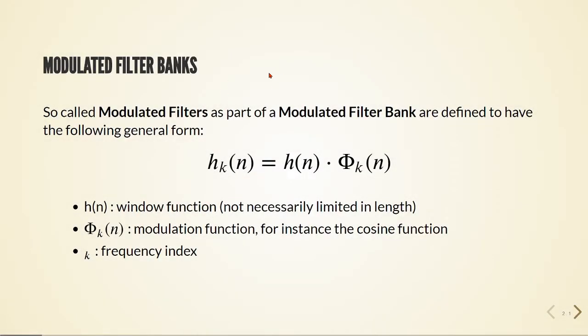In general, the so-called modulated filters, as part of a modulated filter bank, are defined to have the following general form. Here we will have a window function, not necessarily limited in length. Here we will have a modulation function, for instance the cosine function, and here we have the frequency index.